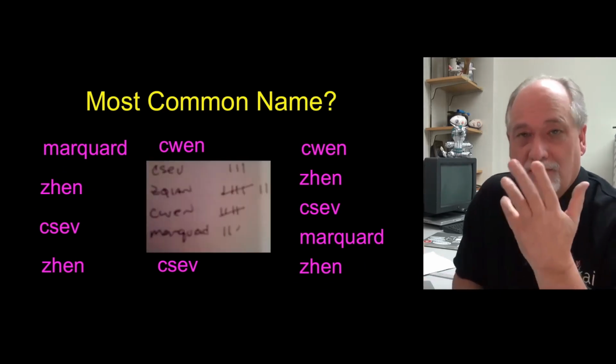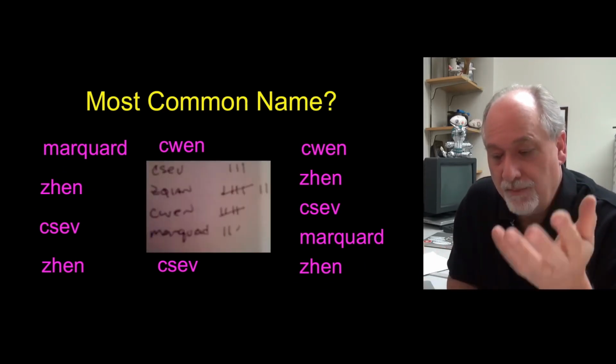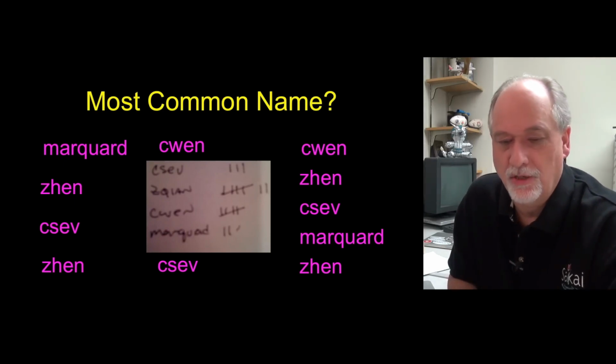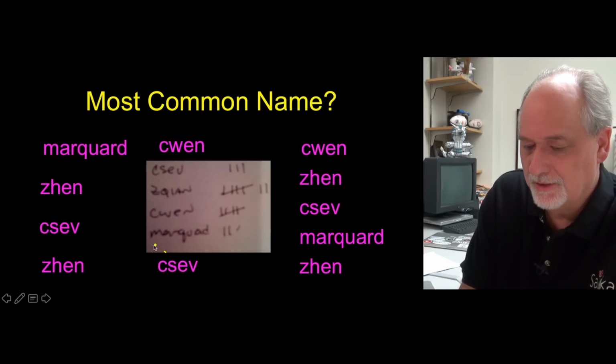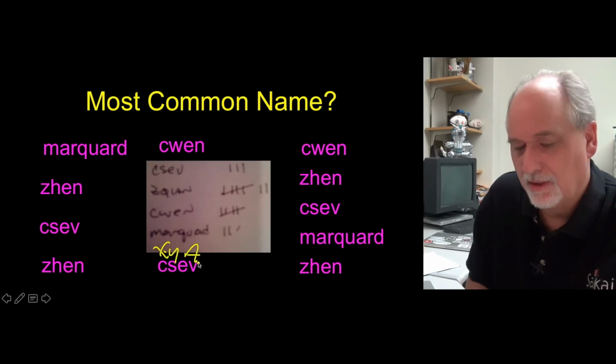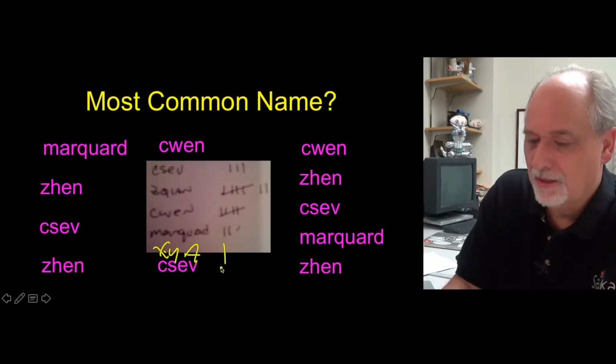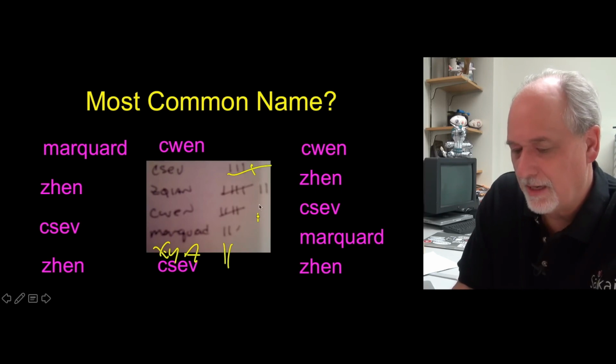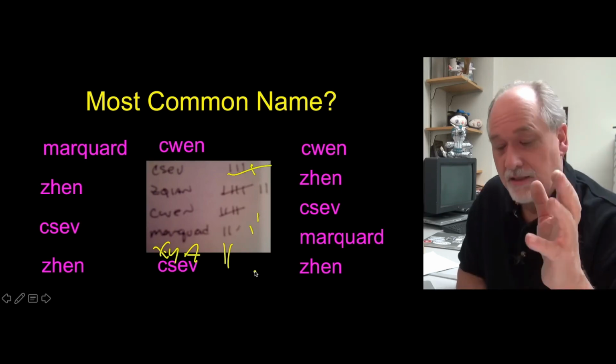Well, my guess is if you really had to do this a lot, you would make a little picture like this. And then what you would do is if you saw a new name, XYZ, you'd add it to the list and give it a tick mark of 1. And then if you saw CSEV again, you'd give that a tick mark. And if you saw XYZ again, you'd make a tick mark. And then you'd keep adding to these tick marks, right? And that's how you would do it.